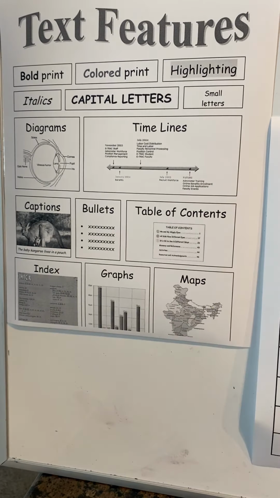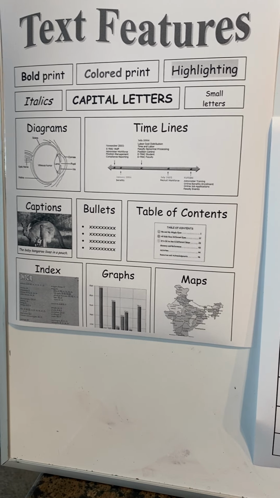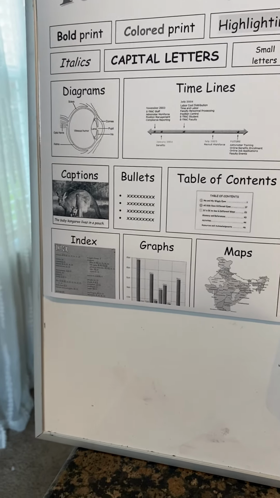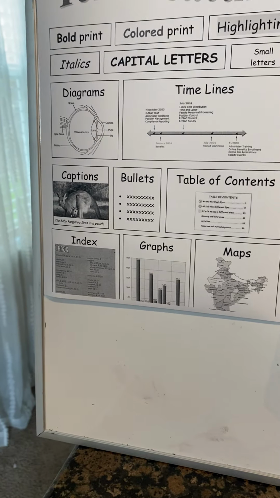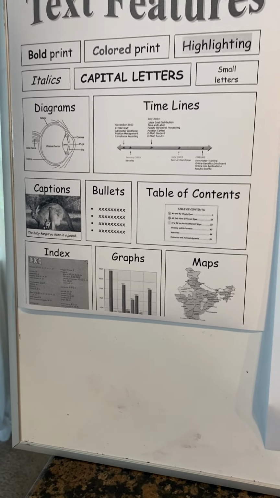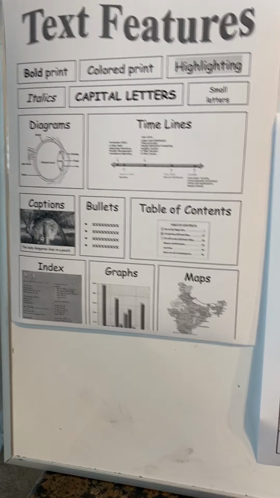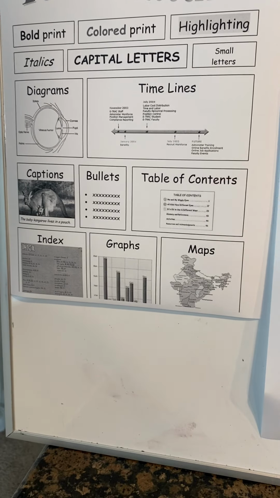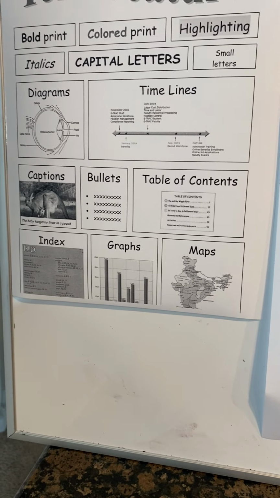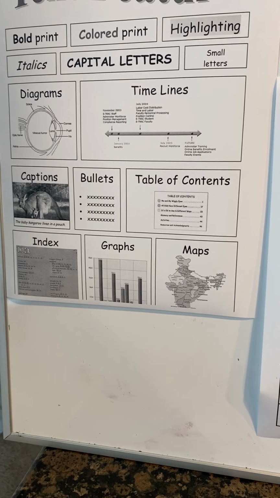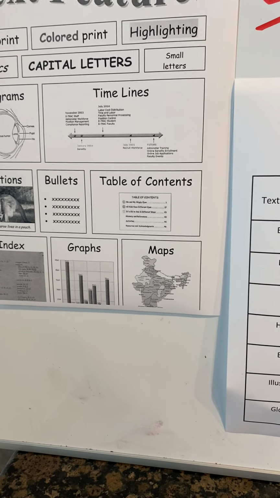The index also tells you where you can find information in a nonfiction text, and the index is always going to be located in the back of the book. Graphs are also included in most nonfiction books, and it helps us organize information. And sometimes you'll also see maps.